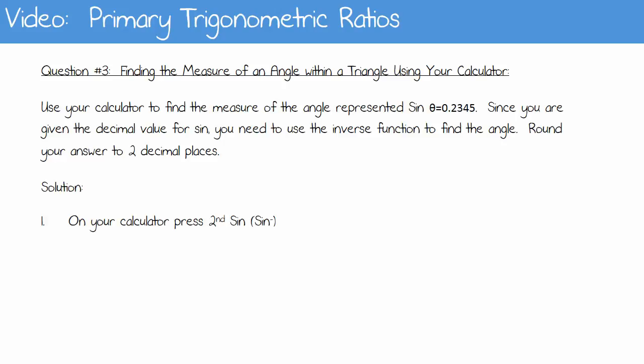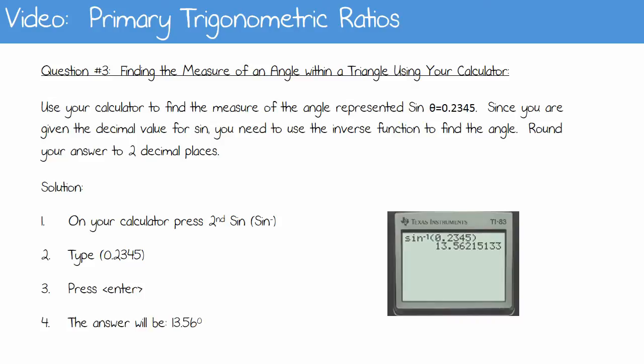On your calculator, press second sine. On some calculators, it could perhaps be shift sine. You will notice you will get the characters displayed sine with a little negative 1 above the N and to the right. Type 0.2345. Press enter. The answer will be 13.56215133, but since you are asked to round to 2 decimals, the rounded answer will be 13.56 degrees.